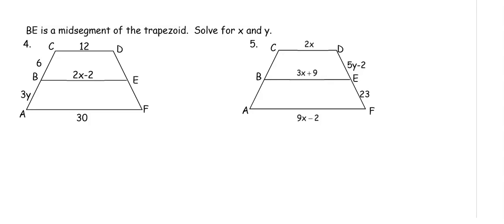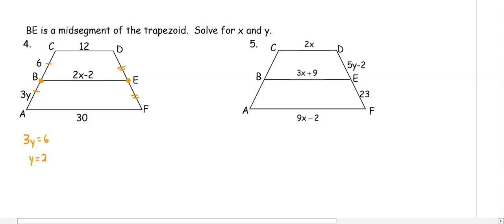Number 4, BE is a midsegment of a trapezoid, solve for x and y. If it's a midsegment, that means that B and E are midpoints, dividing that side into two congruent parts. So to solve for y, 3y is equal to 6, y is 2.